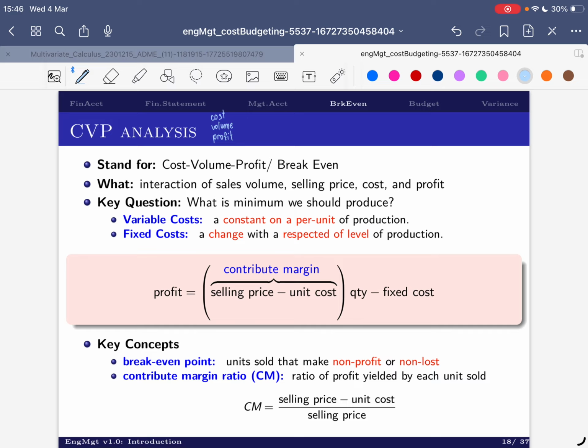And the analysis looks at the situation when we make zero profit. Not making any profit, but not making any loss. The question is how much quantity is required in order to cover the cost. This is the idea behind the analysis. It's quite simple. How much quantity do you need to produce in order for the margin to cover the cost?